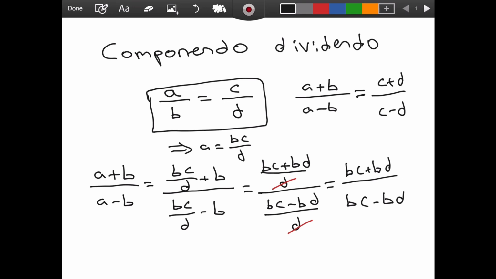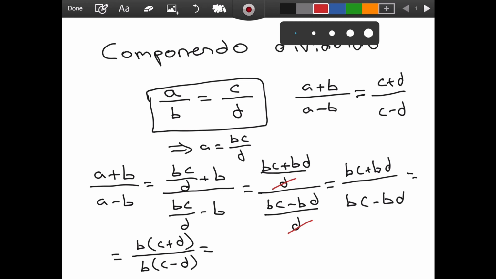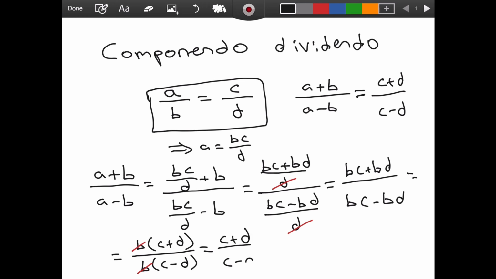And we see that we have a common factor. What do we have? We have B. So let's factor it. We have B, the quantity, times C plus D, and B, we factored, times the quantity C minus D. And from here, of course, B's cancel. And we are left with C plus D over C minus D. And yeah, this is actually it. We proved Componendo Dividendo to be true.